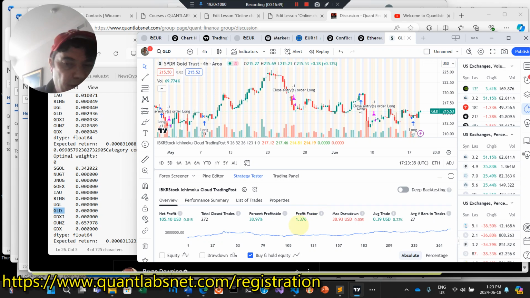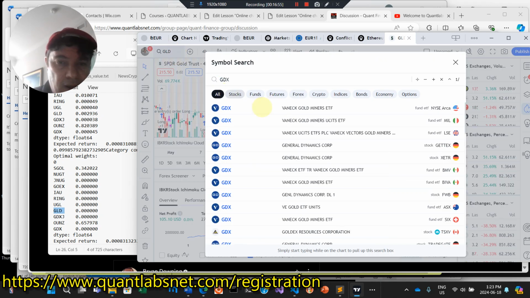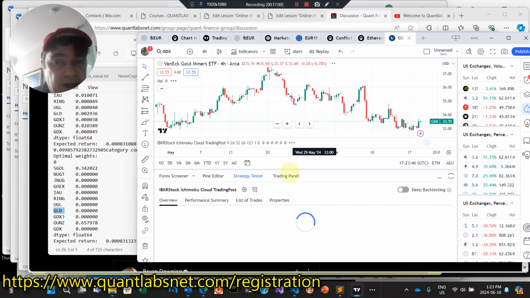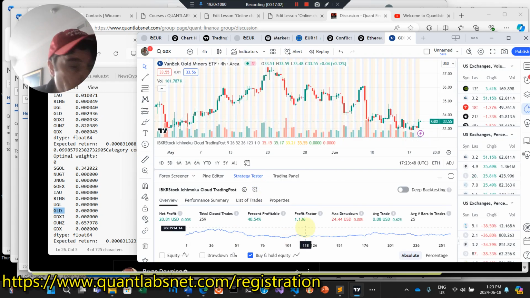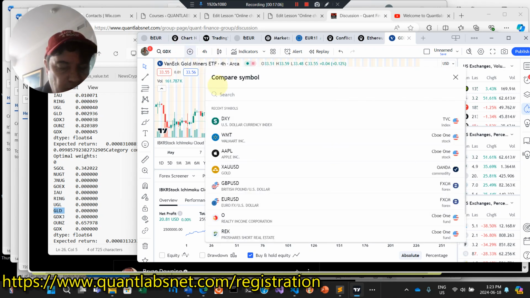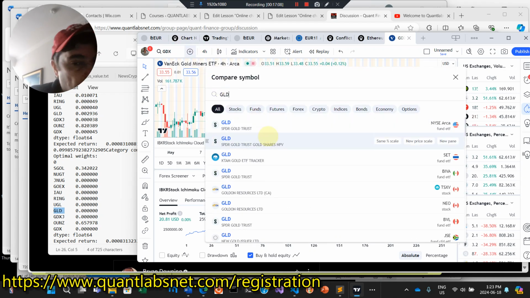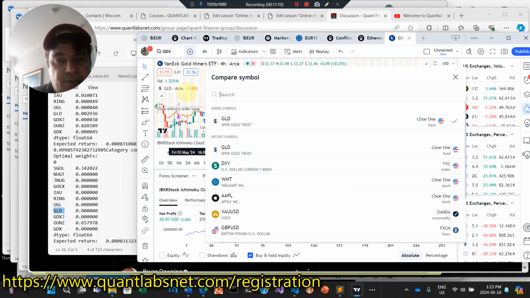you can see here the profit factor is not bad. Win ratio is 39%. Whereas if I do the GDX, same thing. Now this is different. Gold miners ETF. You see, this is not going to be as good. 40% win ratio. But if I do a comparison between the two, you'll know which one you want to put into, right? Just by looking at this.